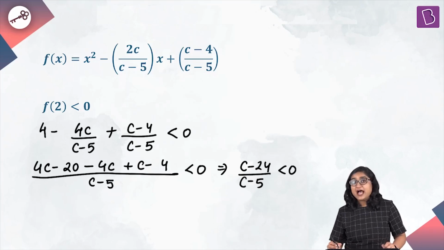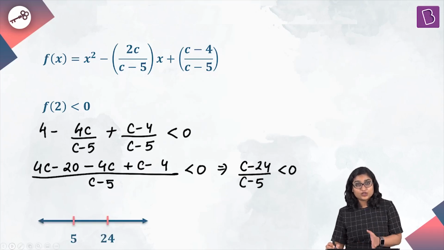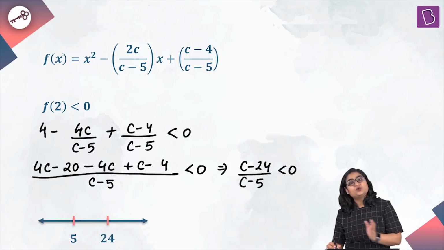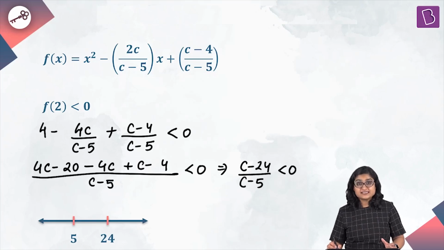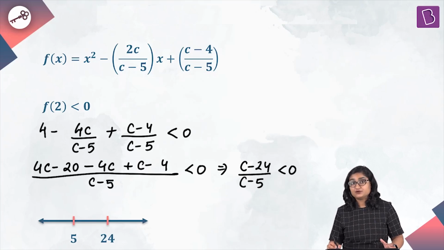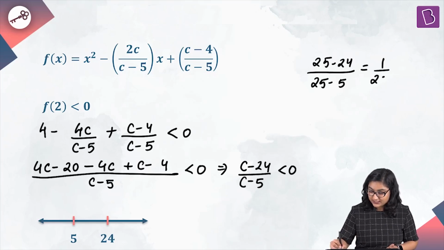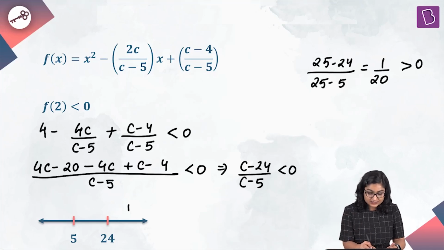Again, we have 2 critical points. That's correct, 5 and 24. If we plot them on the number line, this is how it will look. Now we are going to take a number which is greater than 24, say for example 25. Put the value of c in the expression (c−24)/(c−5). What we'll get is (25−24)/(25−5), which is equal to 1/20, and this is greater than 0. That means we are going to start our wavy curve with the positive sign.